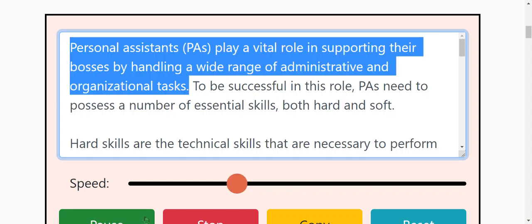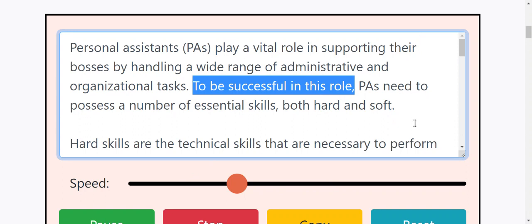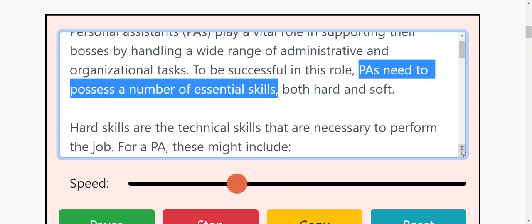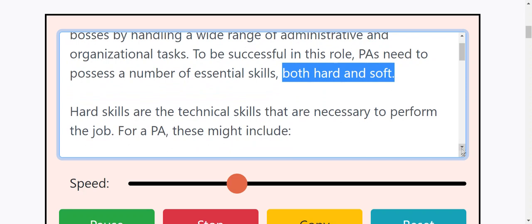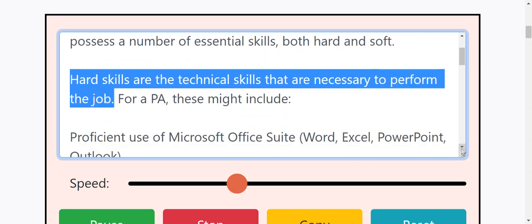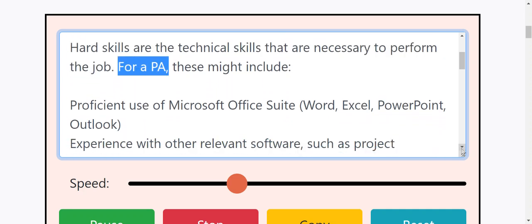Personal assistants, PAs, play a vital role in supporting their bosses by handling a wide range of administrative and organizational tasks. To be successful in this role, PAs need to possess a number of essential skills, both hard and soft. Hard skills are the technical skills that are necessary to perform the job for a PA.